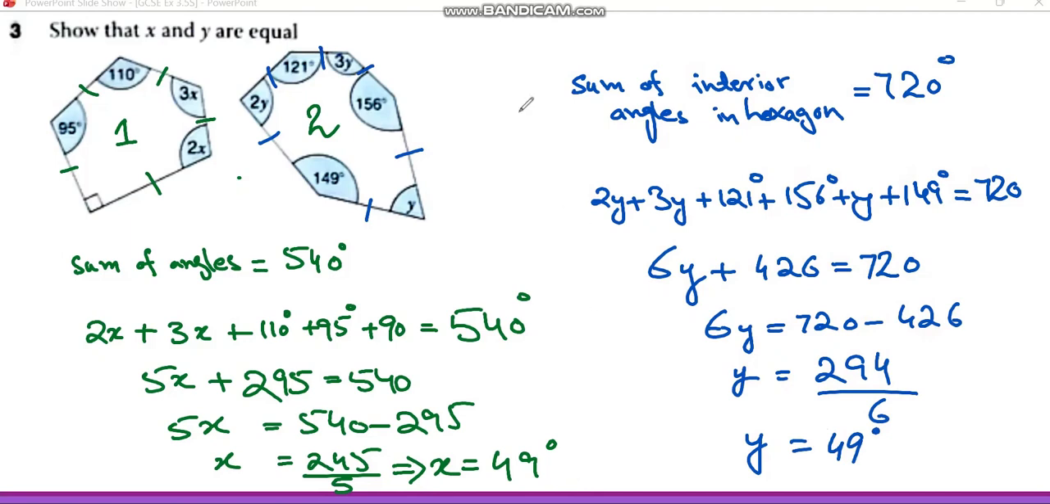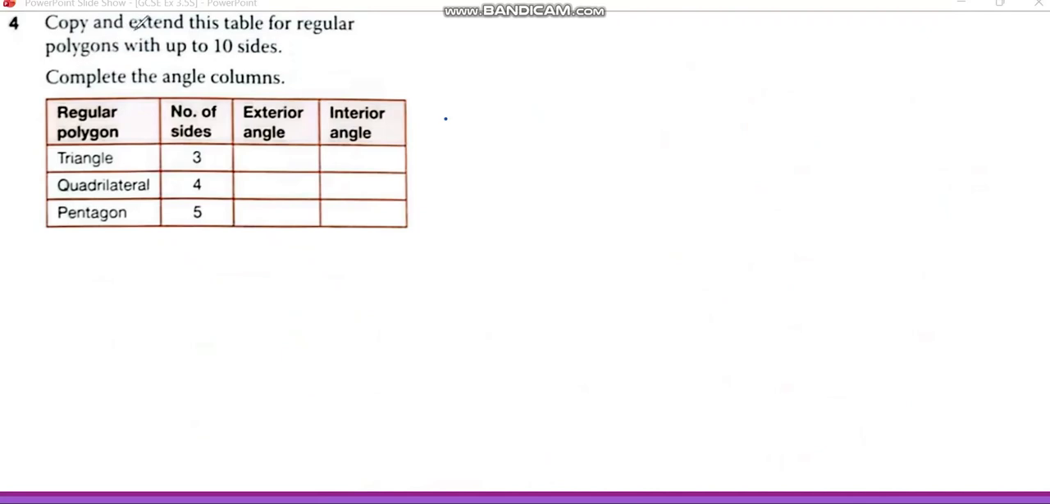So when we worked out for both angles by using the equation, we got the size 49 degrees in both cases. Let's move to the next question. In question number 4, it says copy and extend this table for the regular polygons up to 10 sides. Complete the angle columns. So first we can complete the given table.